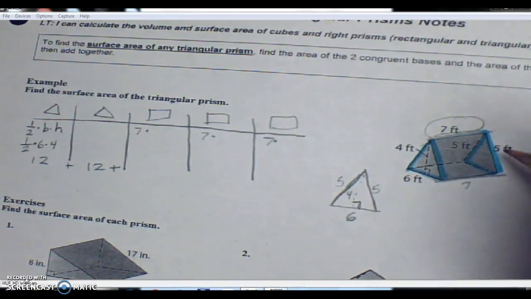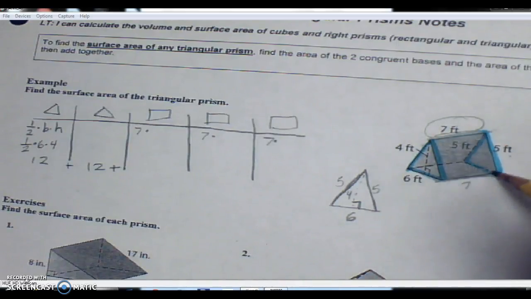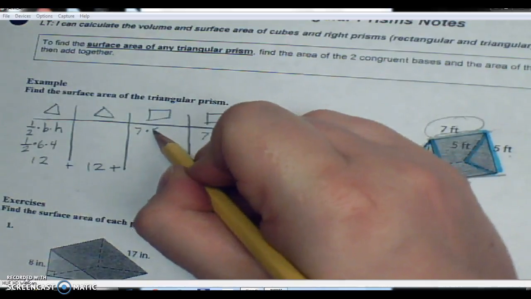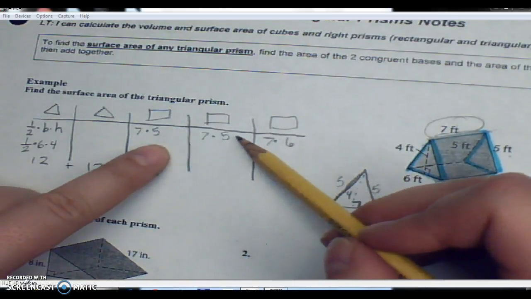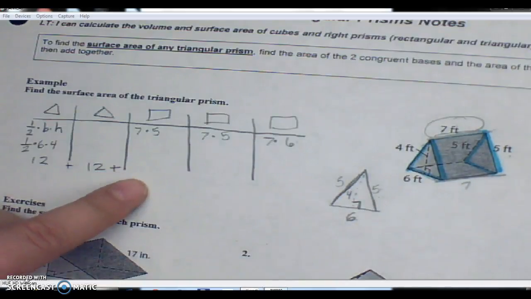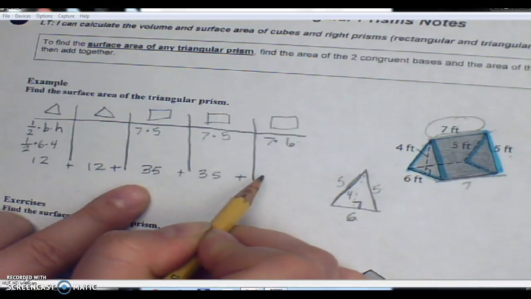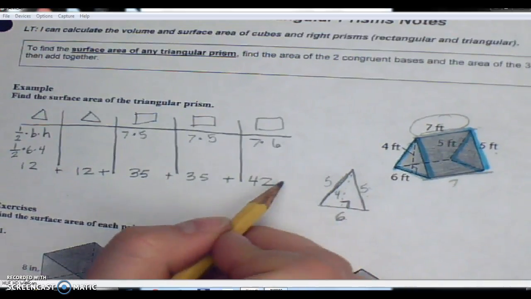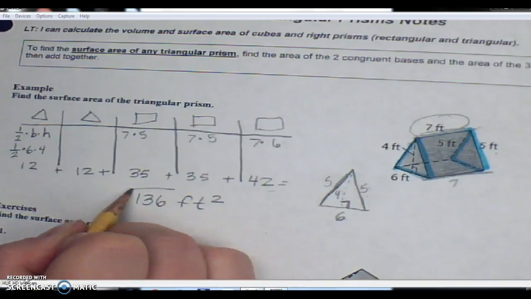The width of my rectangles is made up by the 3 sides of my triangle. Remember I said I had a 7 by 5, a 7 by 5, and a 7 by 6. So I'm going to put in 5, 5, and 6. And it doesn't matter which one goes where, as long as that second dimension is a side of the triangle. So I have 35 plus 35 plus 42. I add all those together in my calculator, and I get 136 square feet.